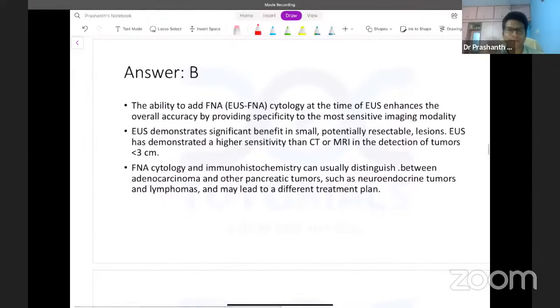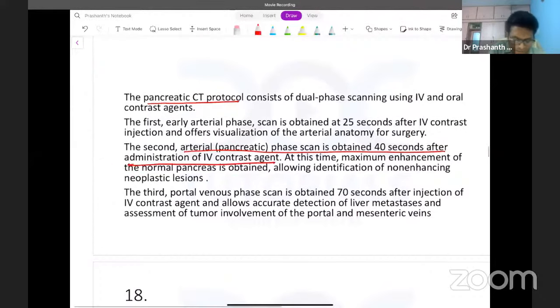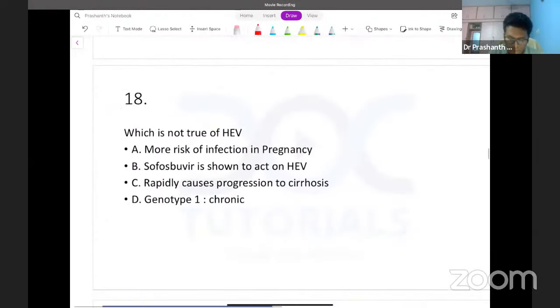Now, this is a theory. You guys read the theory later. I've just mentioned it so that it's easy for you to go through later. And then I've also mentioned a few lines about what is the pancreatic CT protocol. So you should know that pancreatic phase is a special phase which is obtained exactly at the 40th second after administration of IV contrast. Again, a question which may be tested, and it helps in differentiating the mass that is pancreatic cancer. Not going into depth.